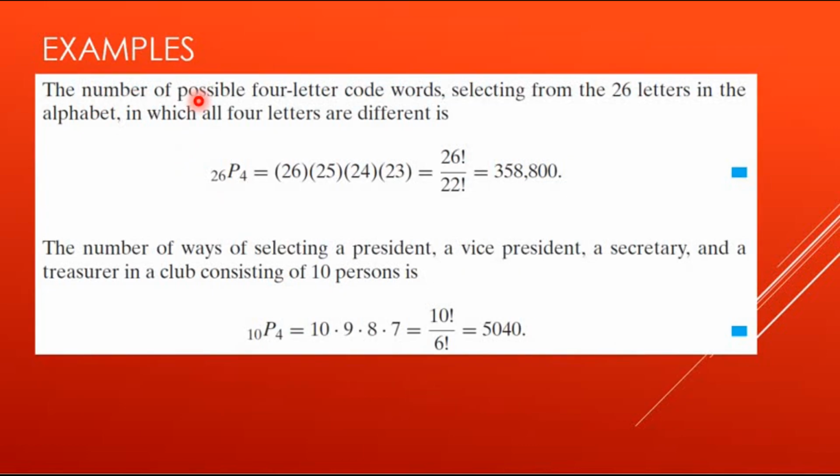Example: the number of possible four-letter code words selected from the 26 letters in the alphabet, in which all four letters are different, is 26P4 equal 26 times 25 times 24 times 23 equal 26 factorial over 22 factorial.